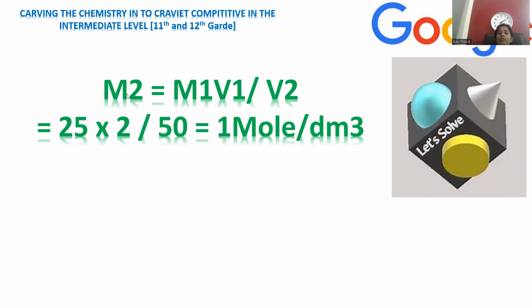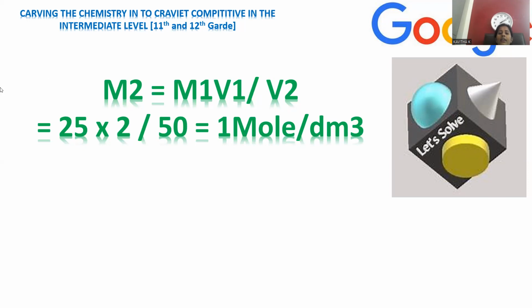In order to calculate concentration of sulfuric acid, molarity of NaOH and volume of NaOH by volume of sulfuric acid are to be taken. Molarity of sodium hydroxide is given as 2. Volume of sodium hydroxide is given as 25. Volume of sulfuric acid is given as 50. This data is entirely provided within the problem only.